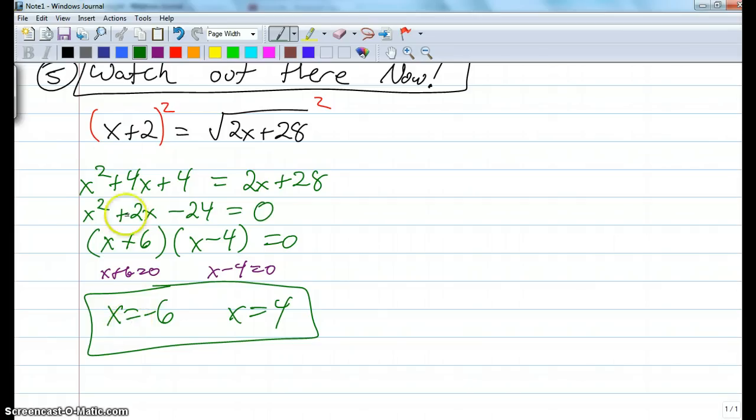Let's start off with negative 6. When we plug it in inside here, negative 6 plus 2 is, well, that would be negative 4. All right, I'll put that in blue. Negative 4.